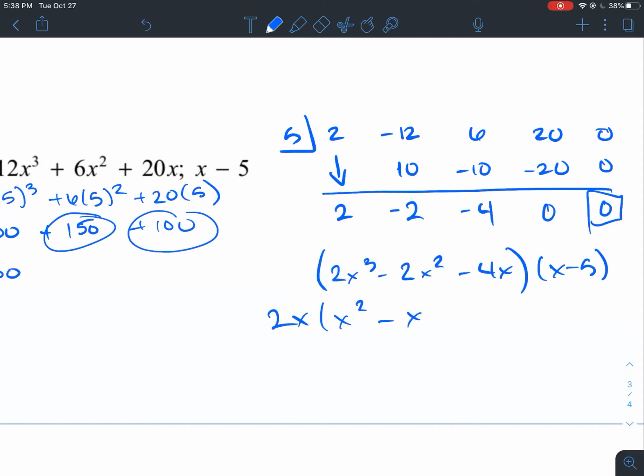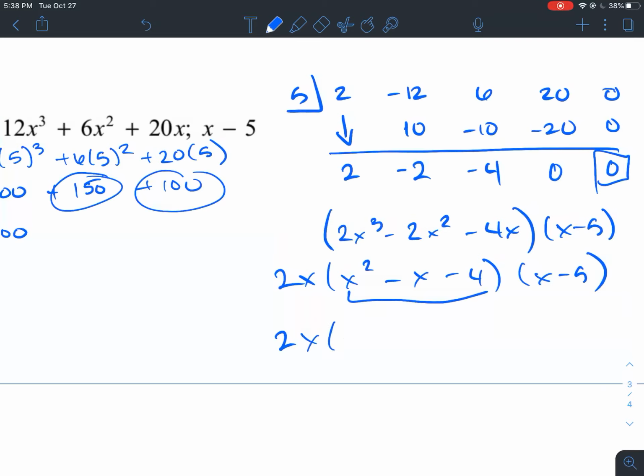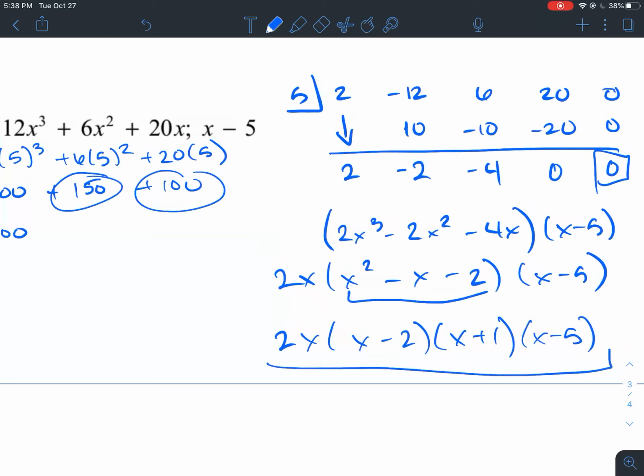Now can I factor that out? And I can. So I have 2x, and those factors would be x minus 2, and I think x plus 1, and that isn't 4 because we factored out 2, so that's going to be 2 right there. And then x minus 5. And there you go, that's how you would factor that completely.